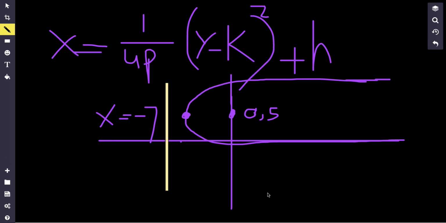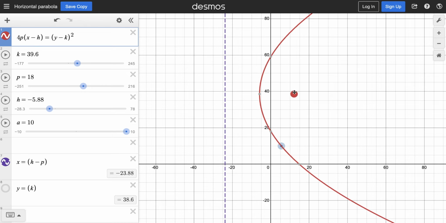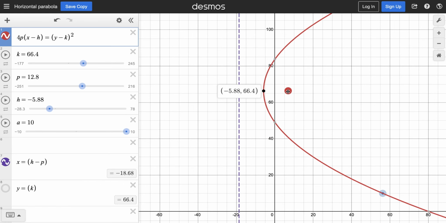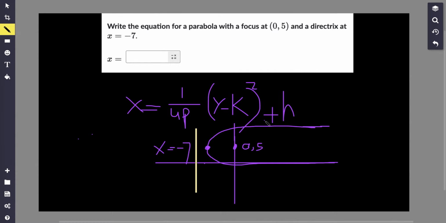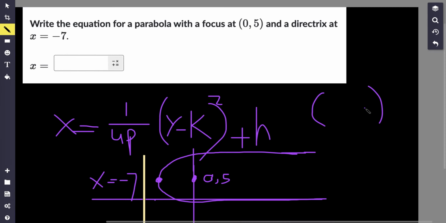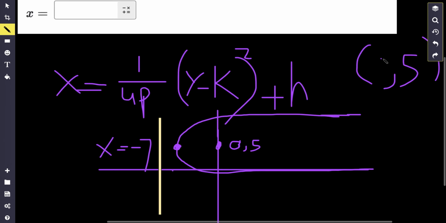And another thing you notice, if we go back to the graph, is the vertex of my parabola, keep an eye on the gray dot. If I move my focus up and down, you notice how the vertex of my parabola and my focus have the same y value. It's just that the x values are different, which means that if the coordinates of my focus are (0, 5), my vertex is going to have a y value of 5. The y value of my vertex is always going to be the same as the y value of my focus.